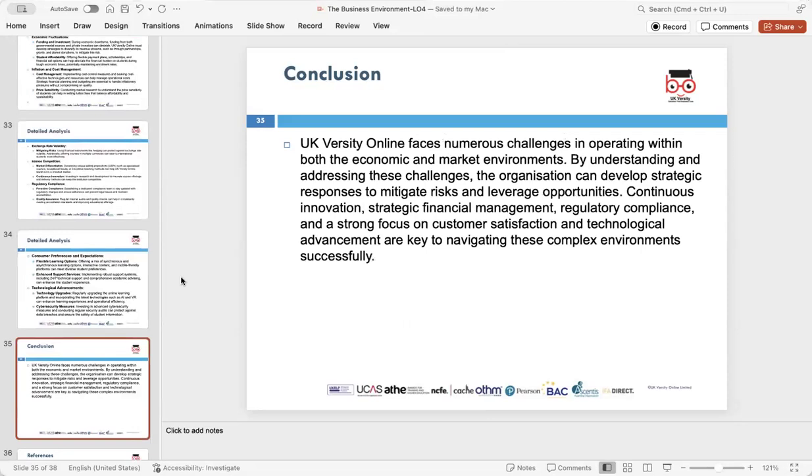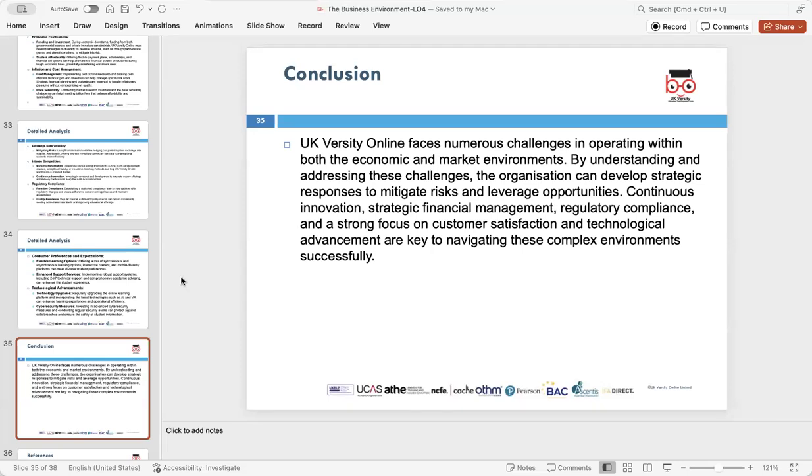Conclusions. UK Versity Online faces numerous challenges in operating within both the economic and market environments. Economic fluctuations, inflation, and exchange rate volatility impact financial stability and student affordability. Intense competition, regulatory compliance, consumer preferences, and technological advancements require continuous adaptation and innovation.